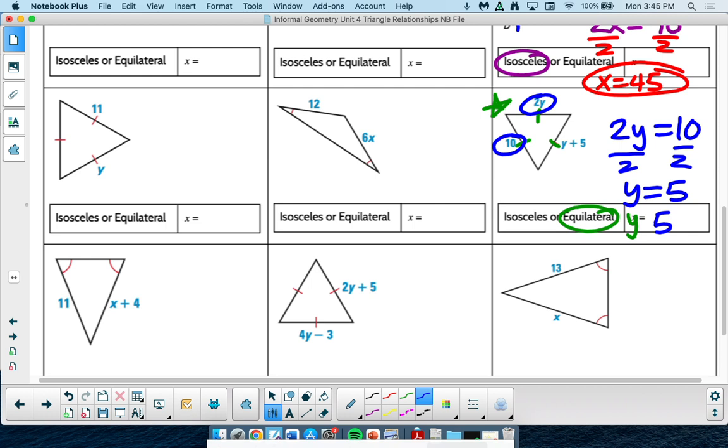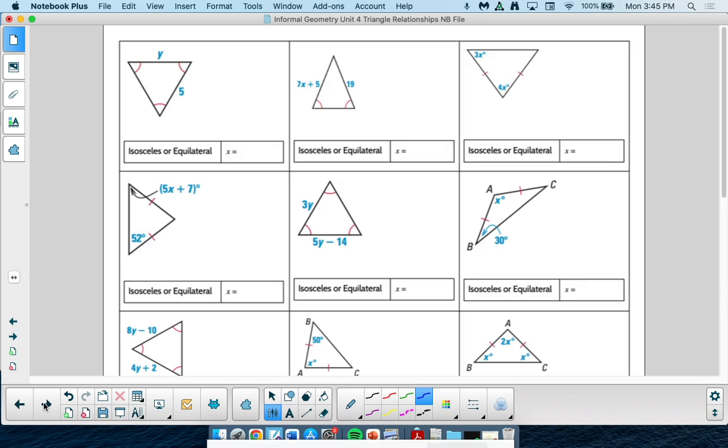Okay, let's flip it over. Let's do a few on this side, okay? And then I'll let you go. Let's do the top right corner.